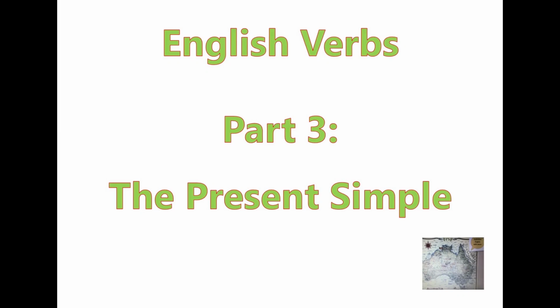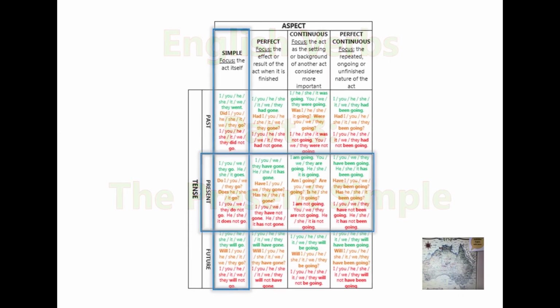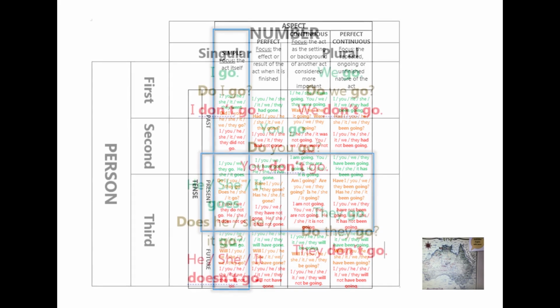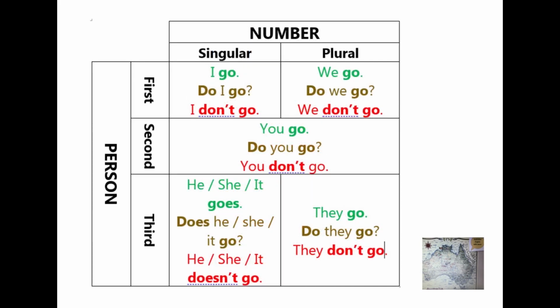English verbs, the present simple. Present simple positive statements use the bare infinitive. Questions use does in the third person singular or else do, then the subject and the bare infinitive. Negative statements use doesn't in the third person singular or else don't, and the bare infinitive.